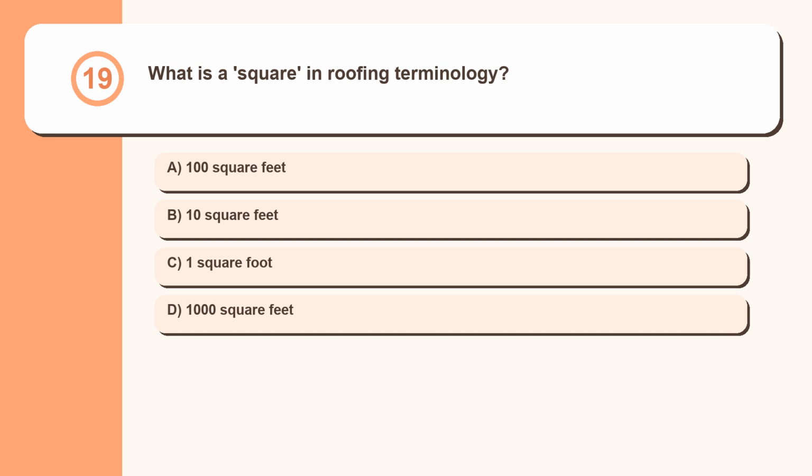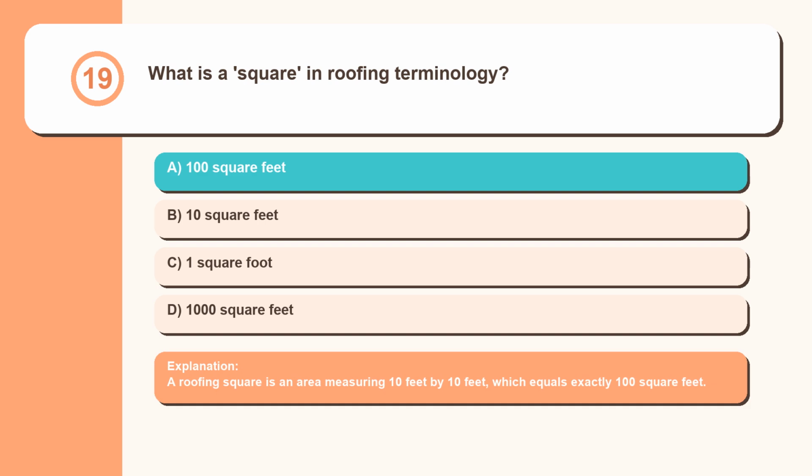Question 19. What is a square in roofing terminology? 100 square feet, 10 square feet, 1 square foot, 1,000 square feet. A roofing square is an area measuring 10 feet by 10 feet, which equals exactly 100 square feet.